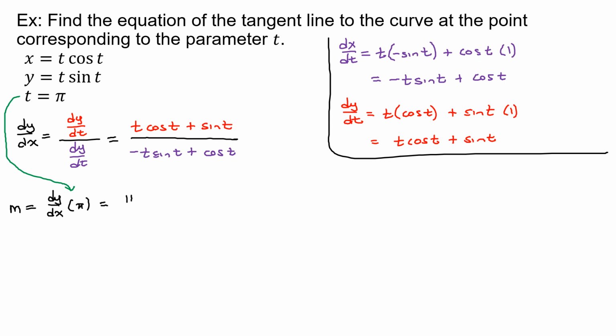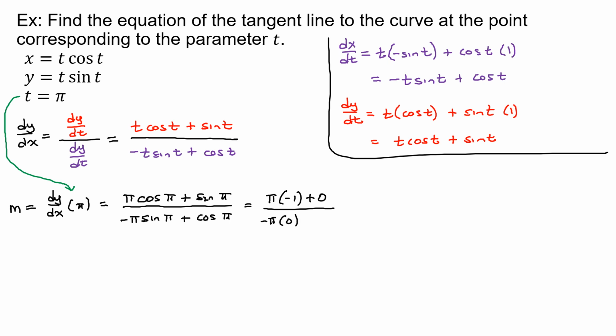And so I'll get pi cosine pi plus sine pi, divided by negative pi sine pi plus cosine pi. Then you have to pull off your different values for sine and cosine at pi. Cosine at pi is negative 1, so I get pi times negative 1. Sine of pi is 0. Then on the bottom, I'll get negative pi times 0. And then cosine of pi, again, is negative 1. So all I'm left with is negative pi divided by negative 1, which is pi. So I get a slope of pi.